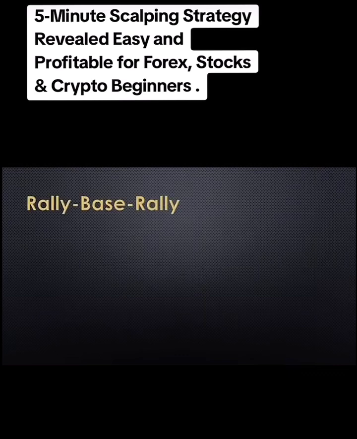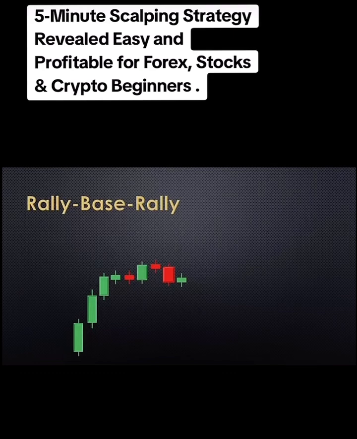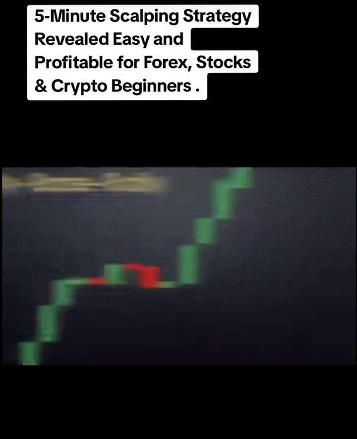Next, let's look at the rally-based rally pattern. This one's all about bullish continuation. Here's what we're looking for. The price makes a strong rally, and instead of reversing, it forms a base. But this time, the base isn't signaling a drop, it's just a pause before the price continues its upward move. This base shows us where institutions are building up more buying power, and when the price pushes up again, it confirms that buyers are still in control.